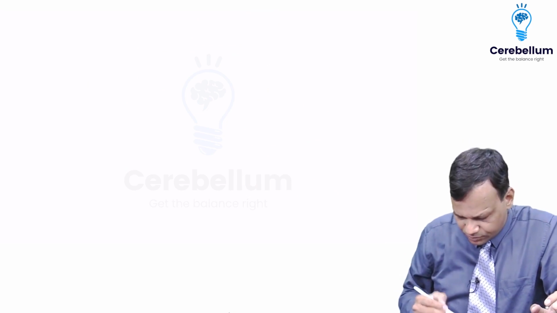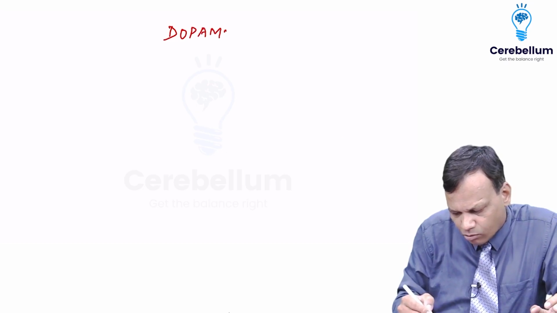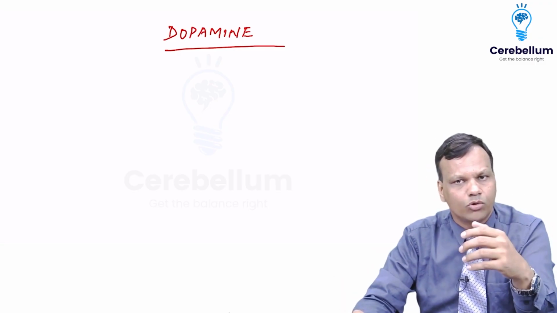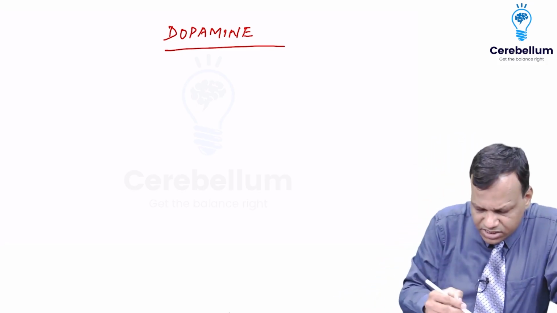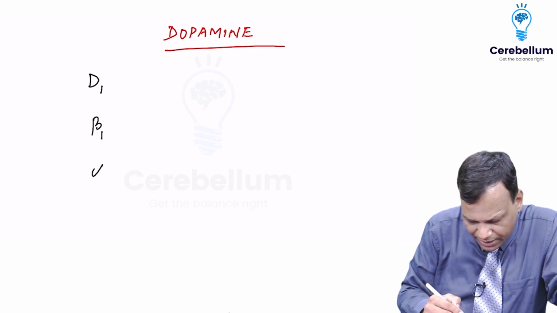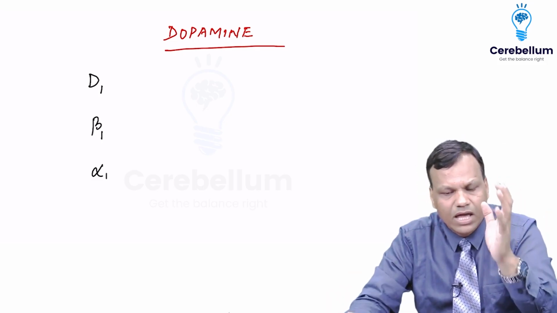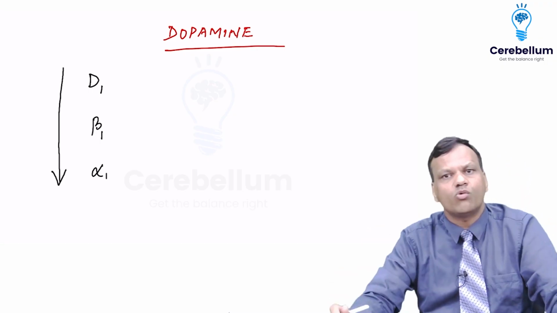Now, if you see dopamine, we write here. For understanding any drug, the first thing we need to know is on which receptors it works. If we come to know that, we can come to know a lot of things. Okay. Now dopamine stimulates three receptors, D1, beta 1 and alpha 1. Dopamine stimulates three receptors, D1, beta 1, alpha 1, and important to remember is the sequence. It stimulates in this sequence.